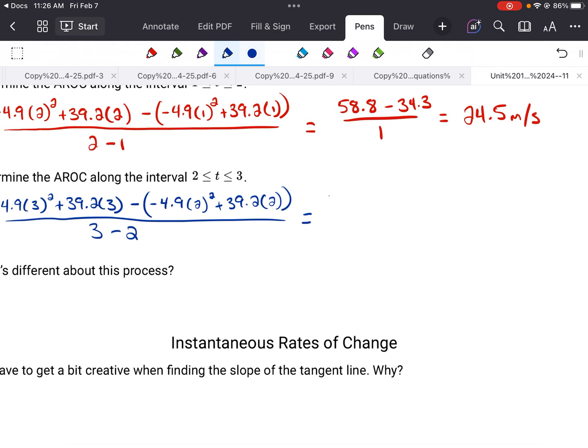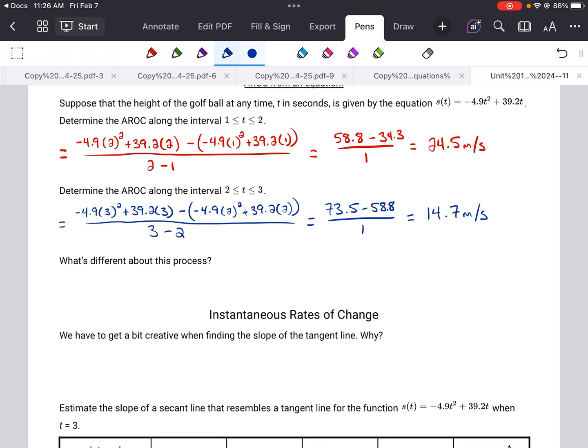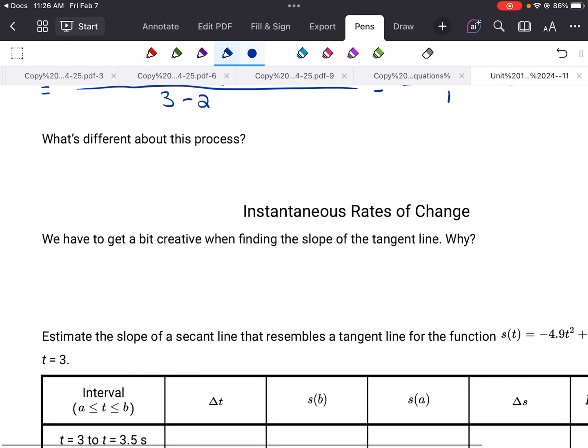Okay, the 3-second function gives us 73.5. The 2-second one we've already done, 58.8. And like above, we match the 14.7 meters per second. What is different about the process? Well, to be frank, it's a lot more work.